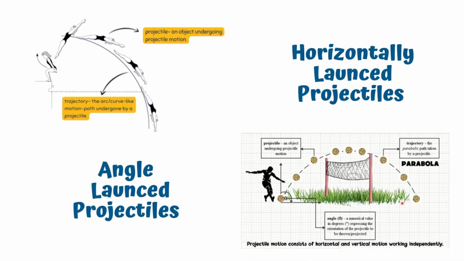The two pictures and scenarios that I have shown you are the two types of projectile motion: horizontal launch projectiles and angle launch projectiles. Let's take note of their components.